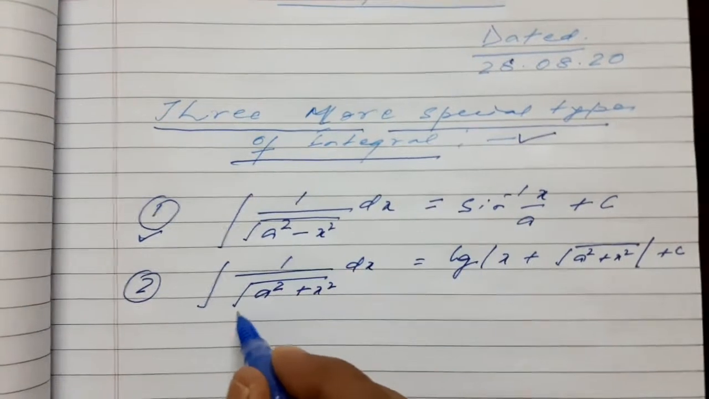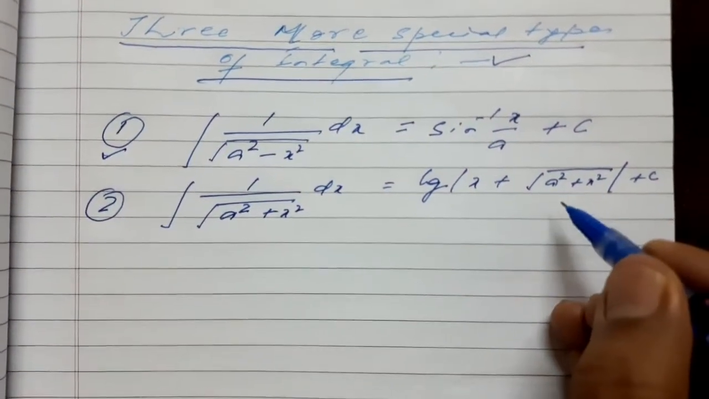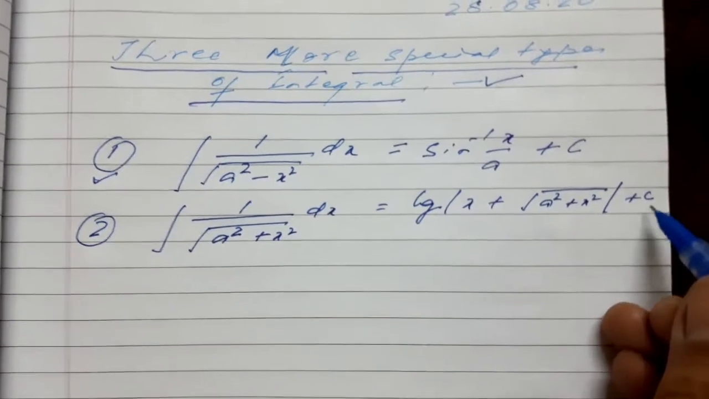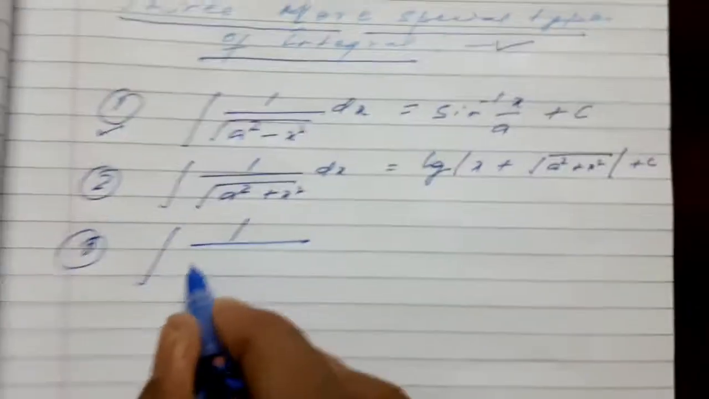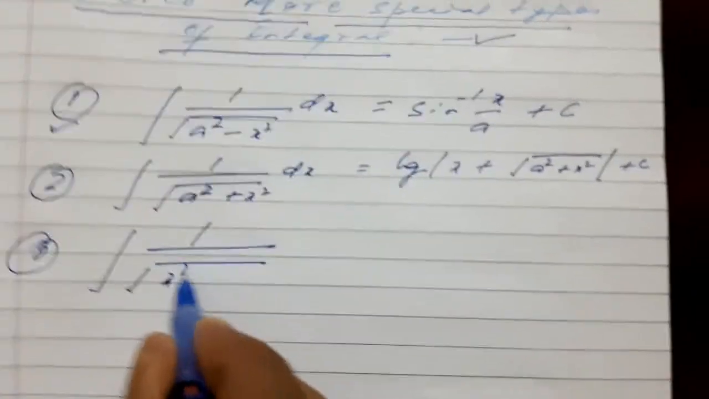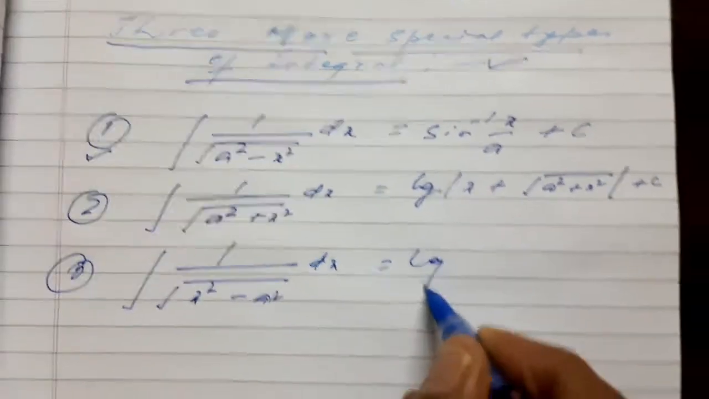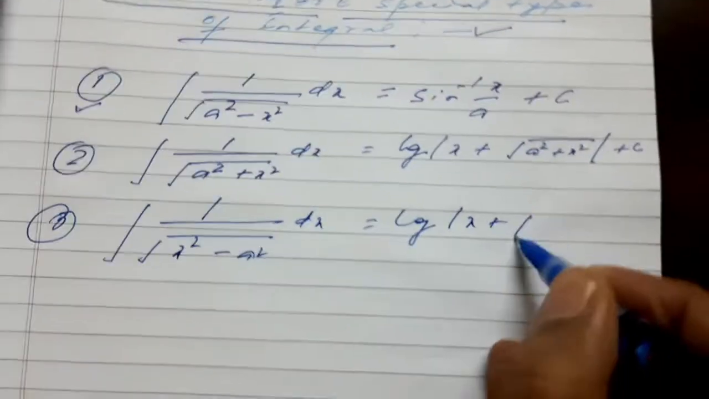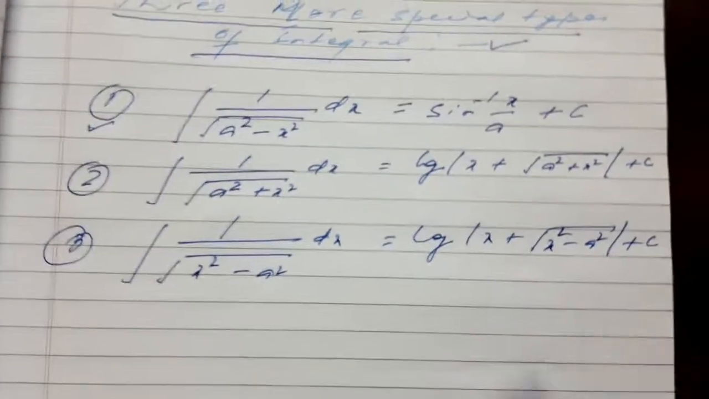Then we'll go with 1 upon root under a square plus x square dx, whose answer is log of x plus root under a square plus x square plus c. And the third result is 1 upon root under x square minus a square. For this the result will be log of x plus root under x square minus a square plus c. So these are the results which you have to remember.